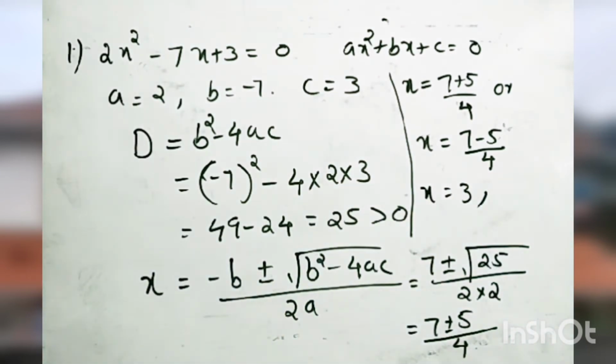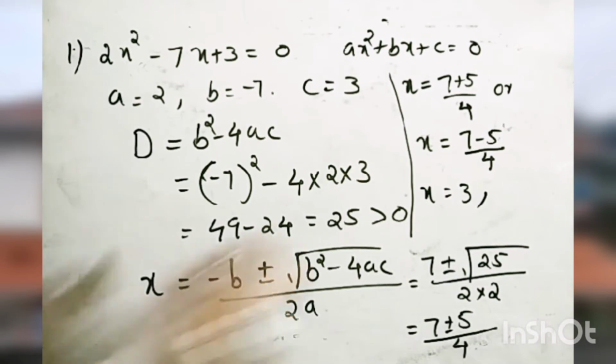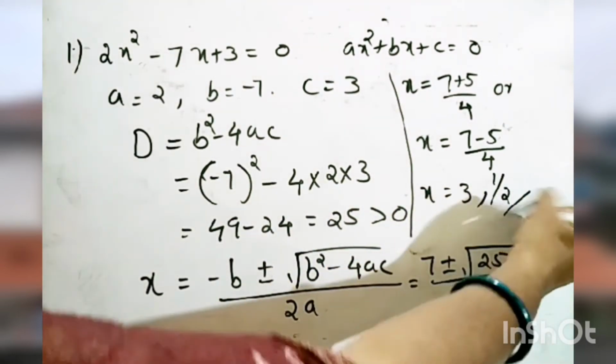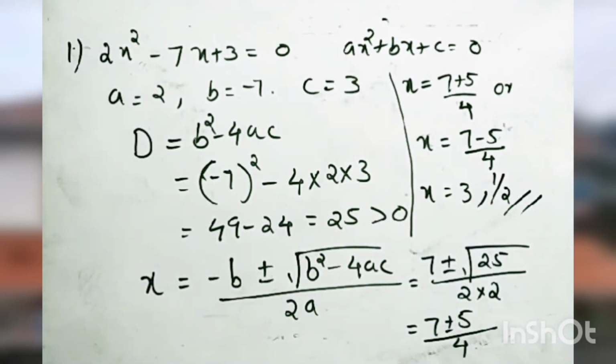And 7 minus 5 is 2. 2 by 4, that is 1 by 2. So we will get the roots as 3 and 1 by 2. So the roots are 3 and 1 by 2. Now second one.